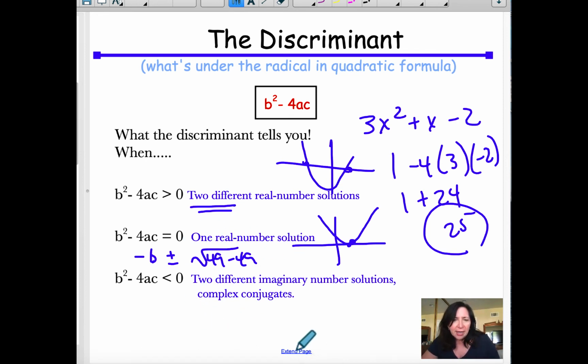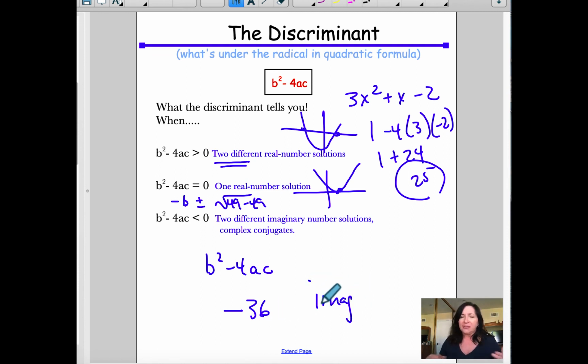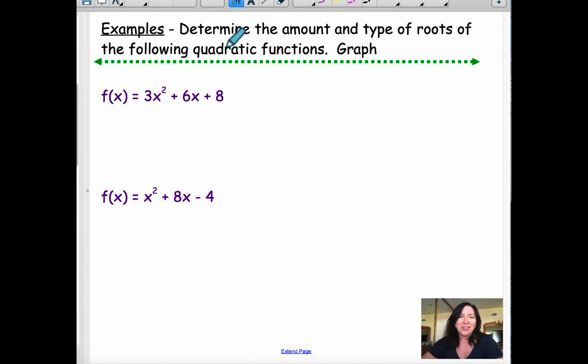And lastly, if I get less than 0, that means my discriminant, b squared minus 4ac, whatever's underneath that square root when you're using the quadratic formula, is negative, like negative 36. Then that means my answers are imaginary. Okay. All right, so let's try that.